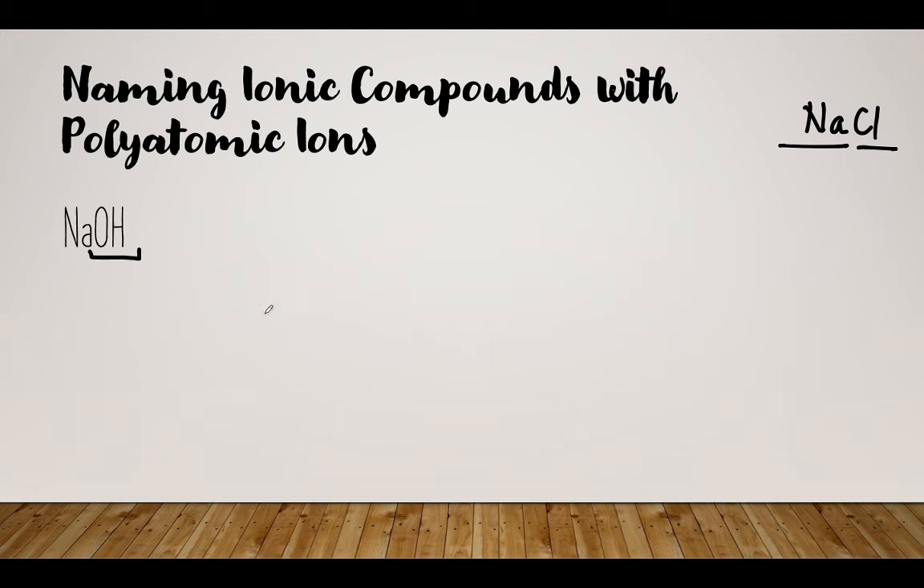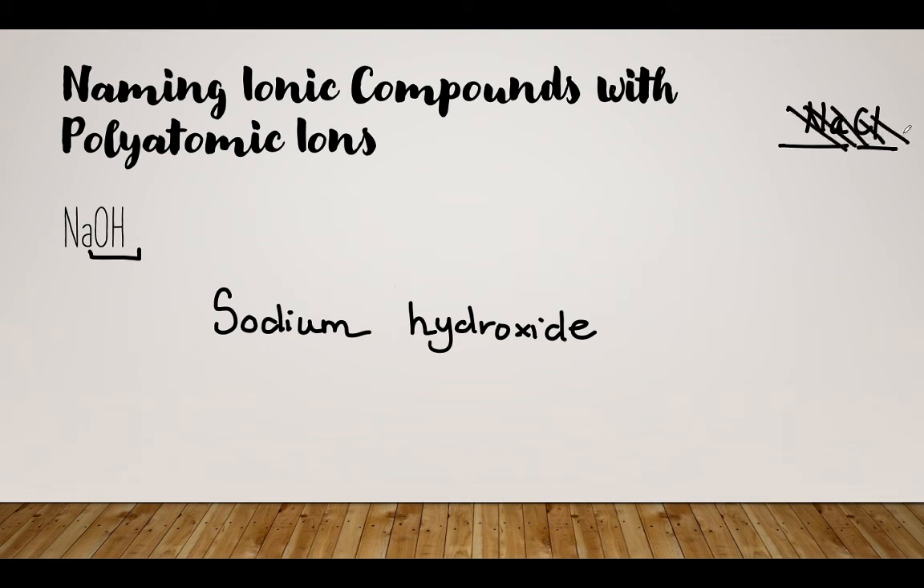You literally just write the name of the first element, which is sodium. And then you write the name of the polyatomic ion, which is hydroxide. And that's it, sodium hydroxide. You don't have to change the ending at all with polyatomic ions. You just write the ion name as is. I'm just going to cross this out, just not to confuse anybody. Okay?